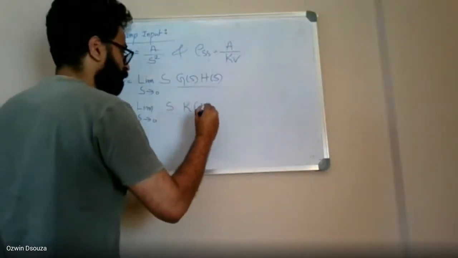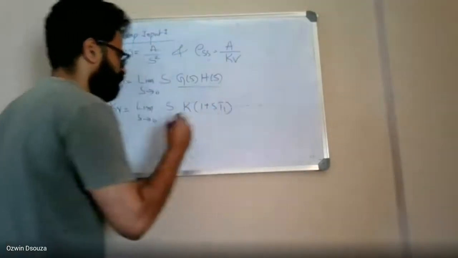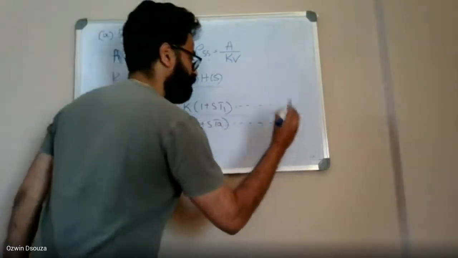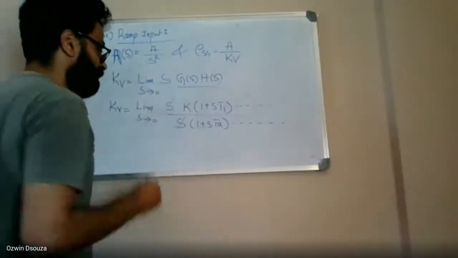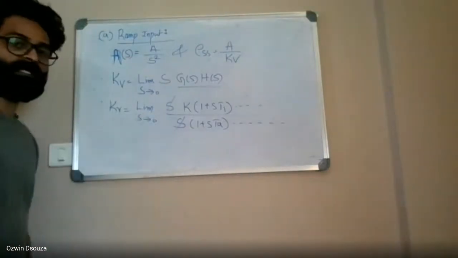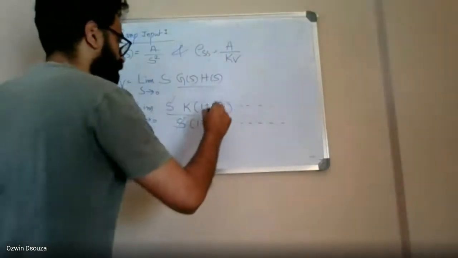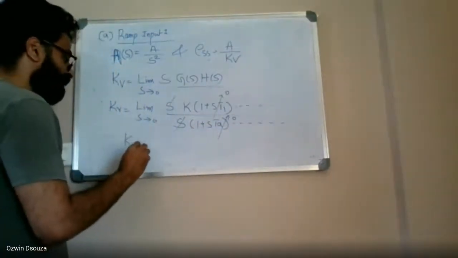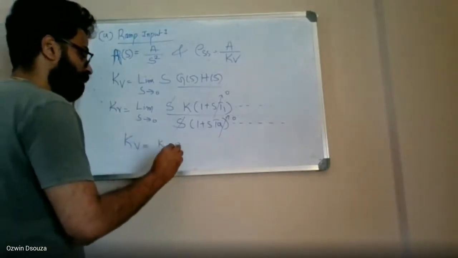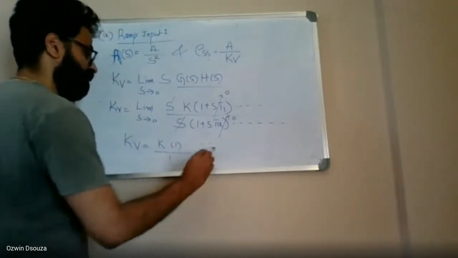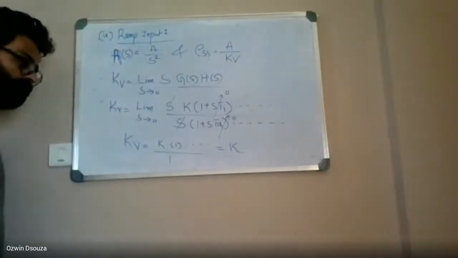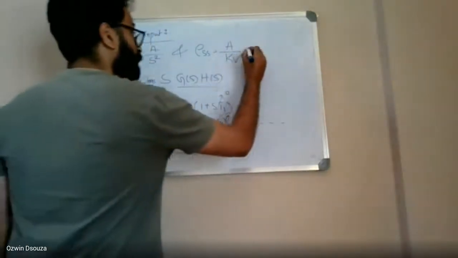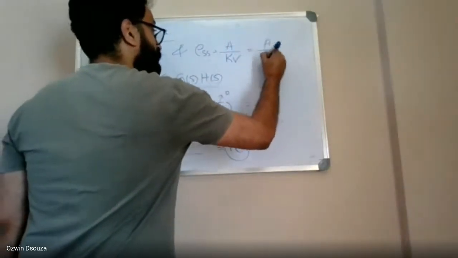K into 1 plus ST1, so on and so forth, divided by S into 1 plus ST8, so on and so forth. So basically, S are going to get cancelled out from the numerator and denominator. And when you extend the limit, all S terms become 0. So you would get KV as K into 1 divided by 1, which is K. So velocity error coefficient for a type 1 system is K, due to which you will get the steady state error as A by K.